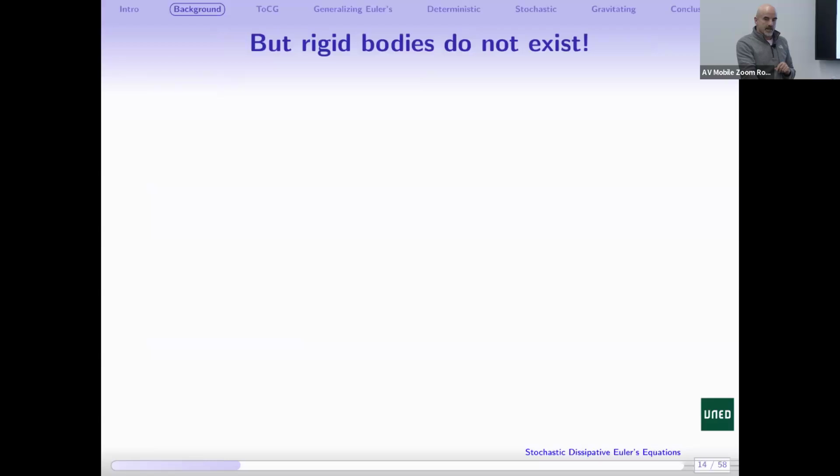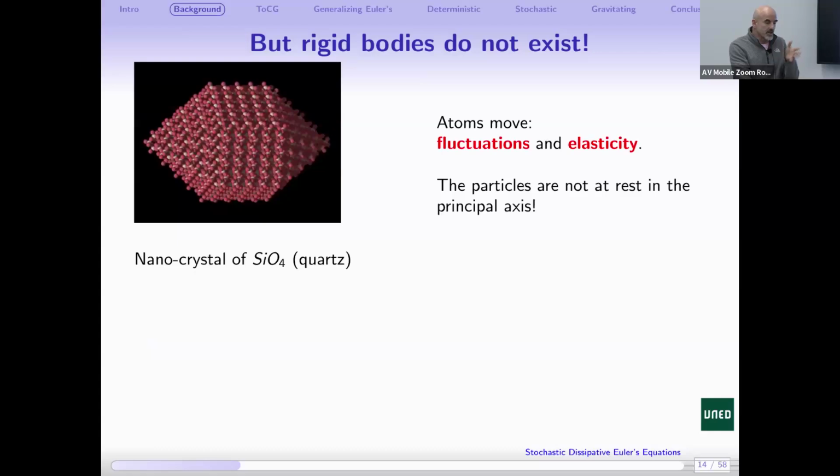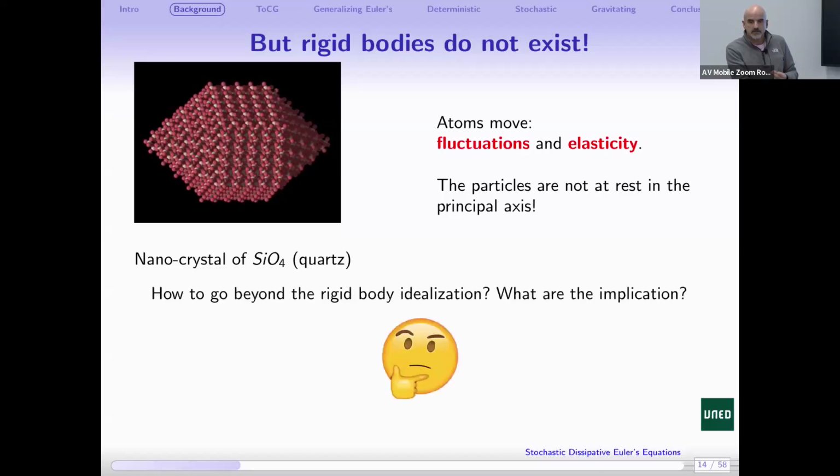Okay, but the problem is that rigid bodies do not exist. If you think of a very rigid thing like quartz, there are thermal fluctuations there, and there is elasticity. We have sound waves propagating in quartz. So clearly, it's an idealization, an approximation, and the question is, from a conceptual point of view, what can we do here, and what implications does it have?